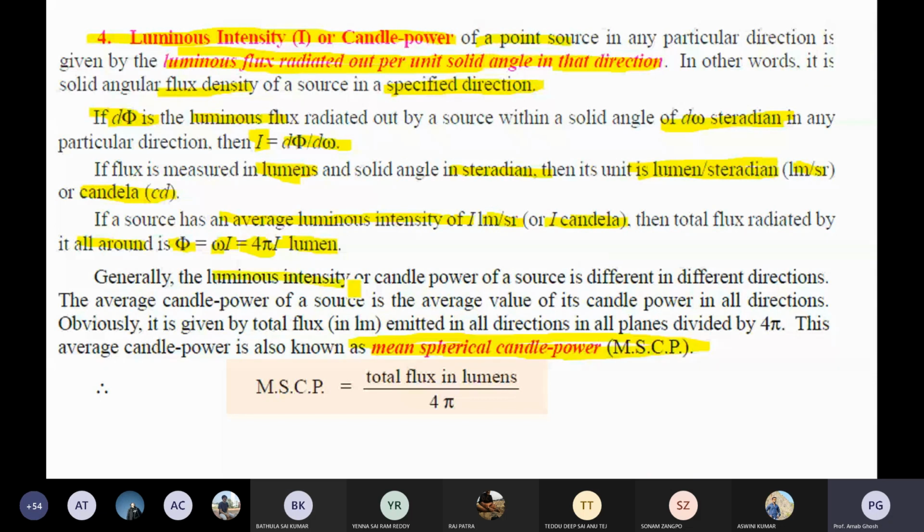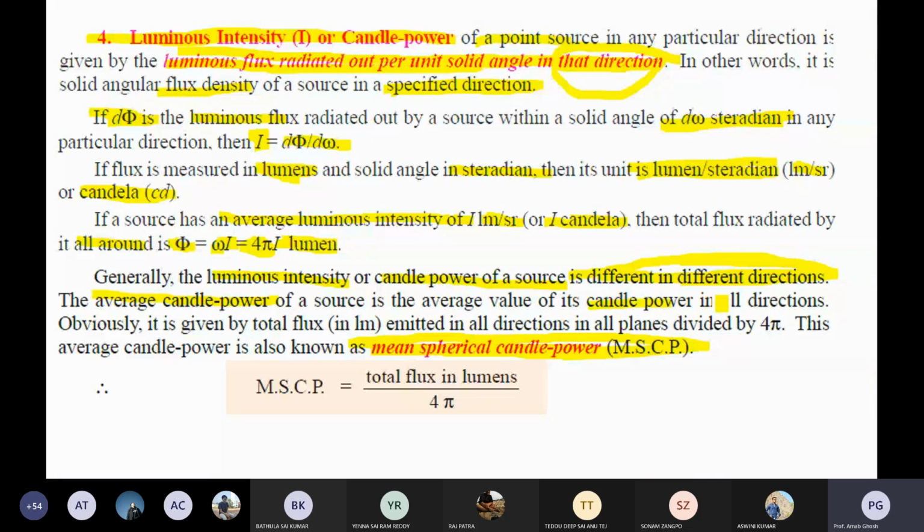Why spherical? Basically, you have to consider like a circle, but in 3D the circle is a sphere, and radius is R, overall area is A, and omega is your solid angle. So you are calculating everything in terms of omega: intensity, then density. So MSCP is the mean value, where total solid angle 4 pi is there. So MSCP, mean spherical candle power, is total flux in lumens divided by 4 pi.